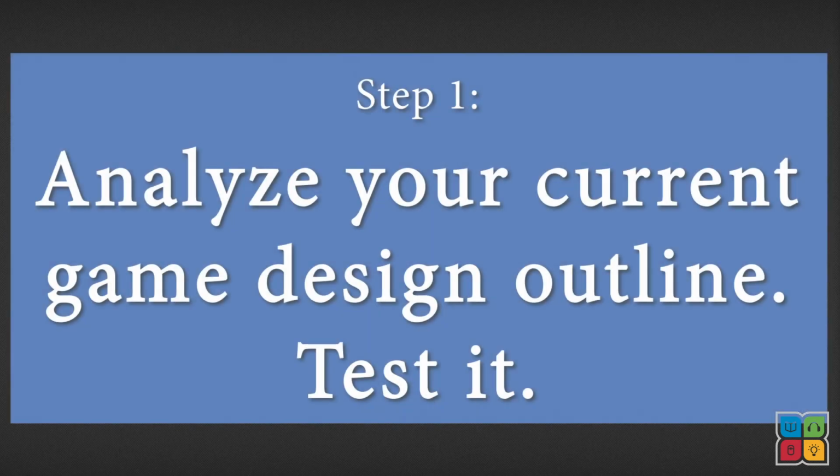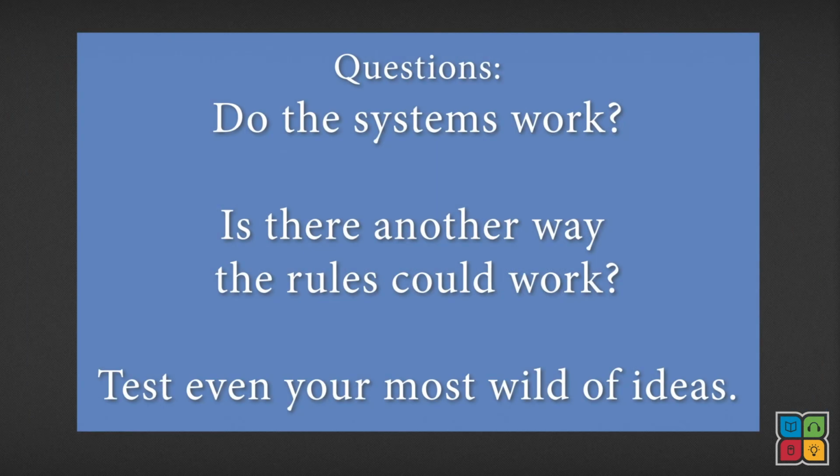In the exercise for this chapter, you'll be creating the rulebook for your game using the following steps. First, analyze your current game design concept and then test it out. Do the systems work? Do they need more components or maybe fewer? Make corrections to trouble spots and then test again. Is there another way the rules could work? Seeing the functions of your game laid out may inspire you to make some changes, and that's a good thing. Test out any rule changes you think up.